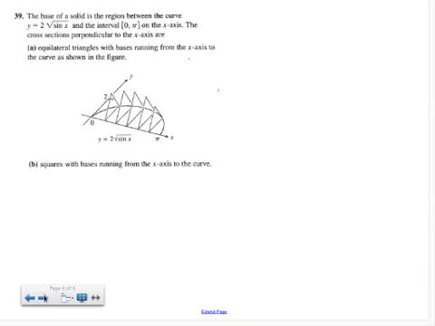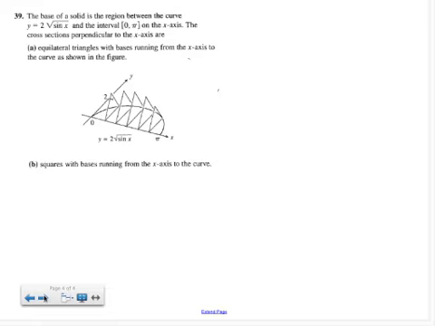Okay, let's look at one more example, and then we'll leave one for you to do. It says the base of a solid is the region between the curve y equals 2 square root of sine x and the interval 0 to pi on the x-axis. Cross sections perpendicular to the x-axis are, again, equilateral triangles with bases running from the x-axis down to the curve. And here they give you a little bit of picture of what's going on here. You can see the equilateral triangles kind of popping out of the base of the region here. Gives you an idea of what's going on.